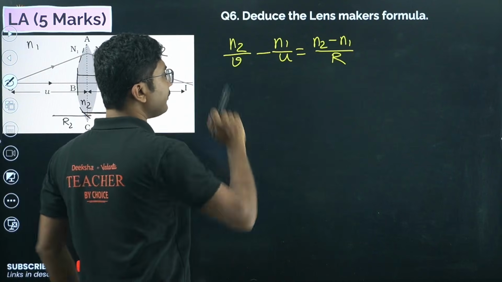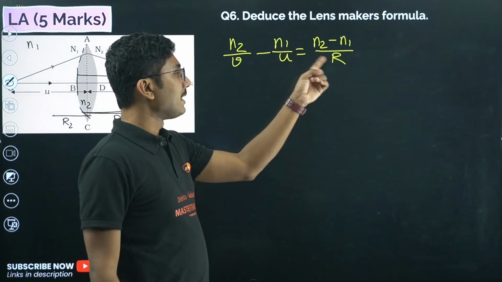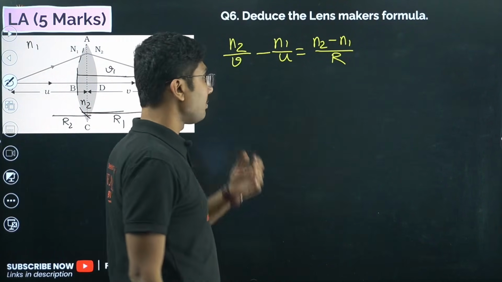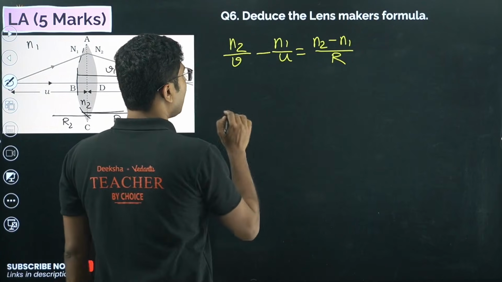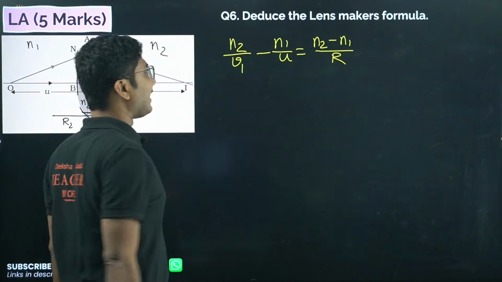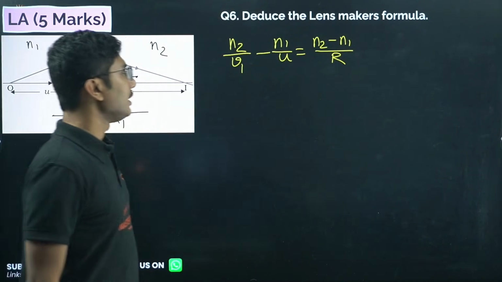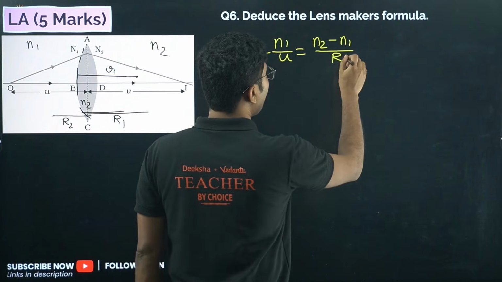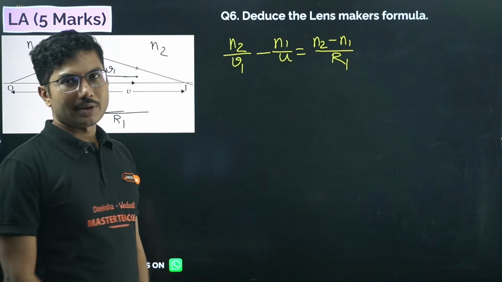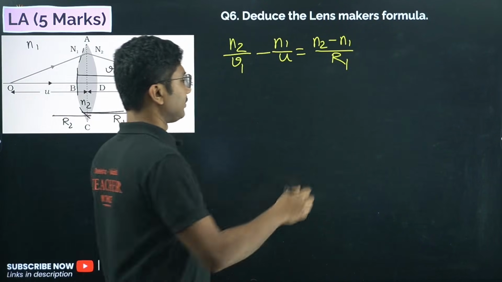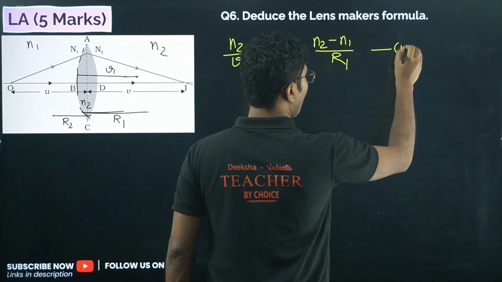Okay, so let's do that. N2 by V minus N1 by U equals to N2 minus N1 by R. Now let's use that: N2 by V1 minus N1 by U equals to N2 minus N1 by R1. This is the first equation, equation number 1.